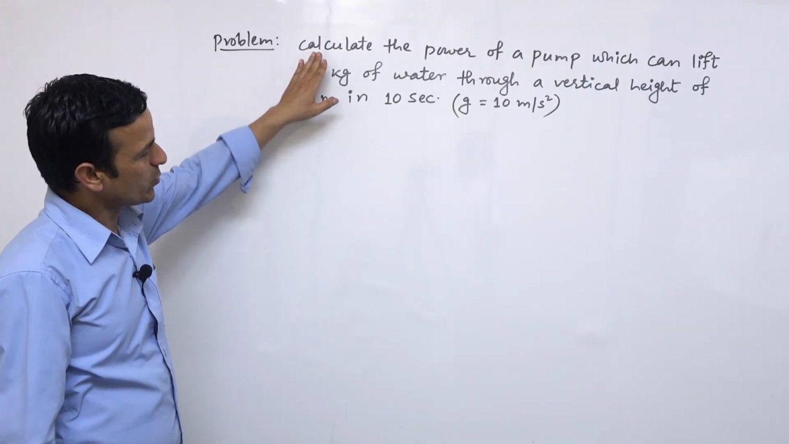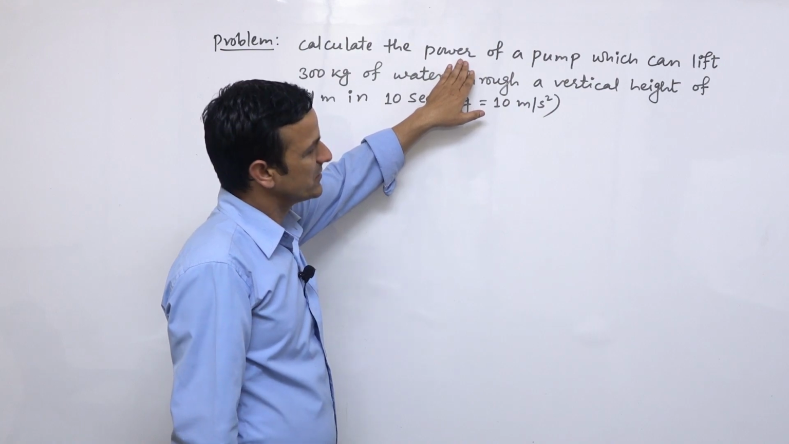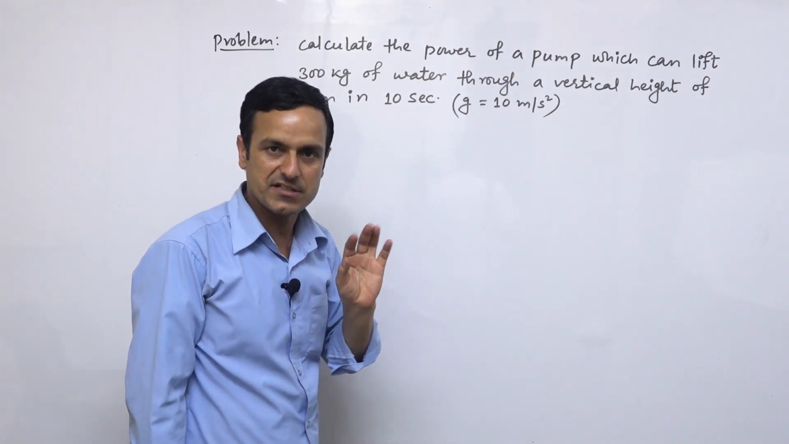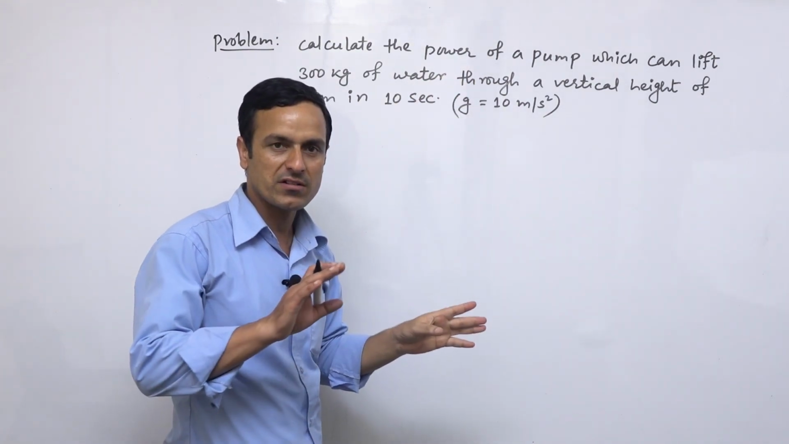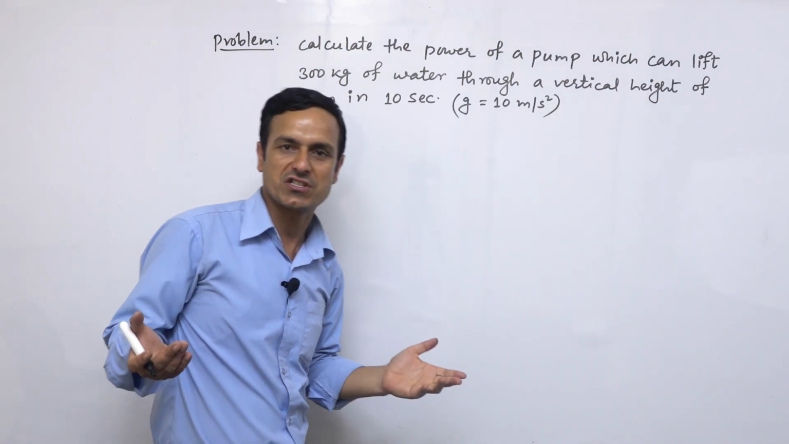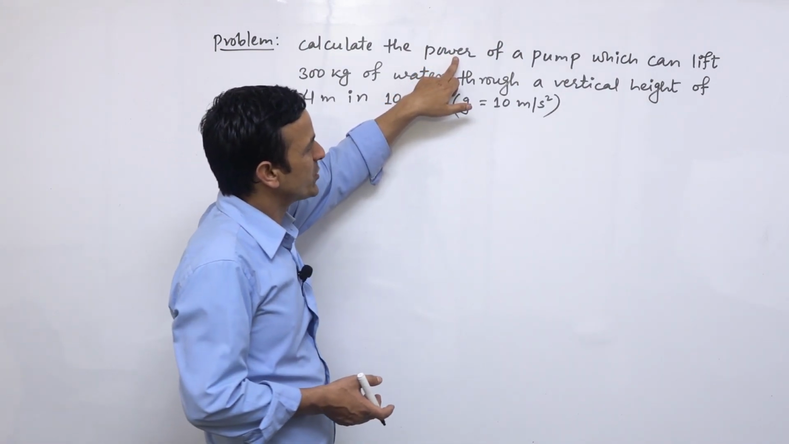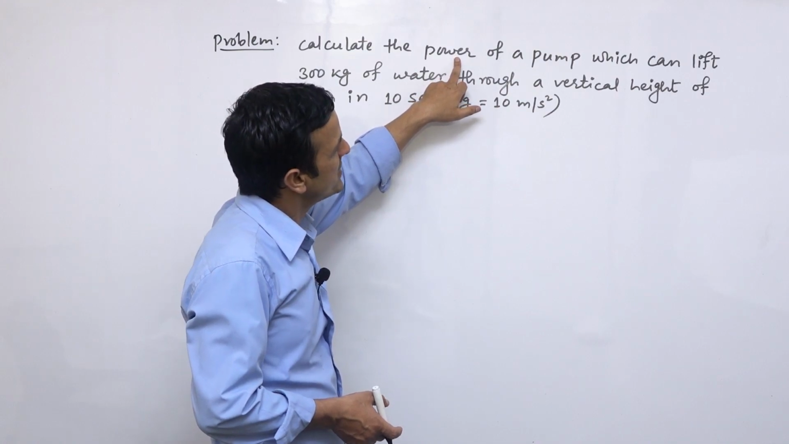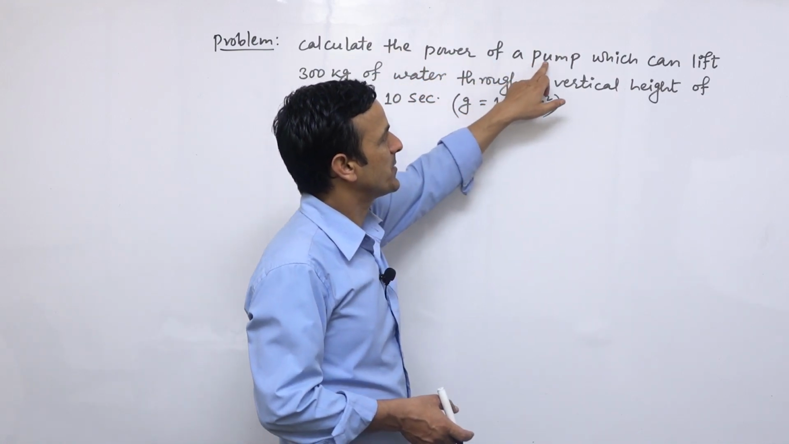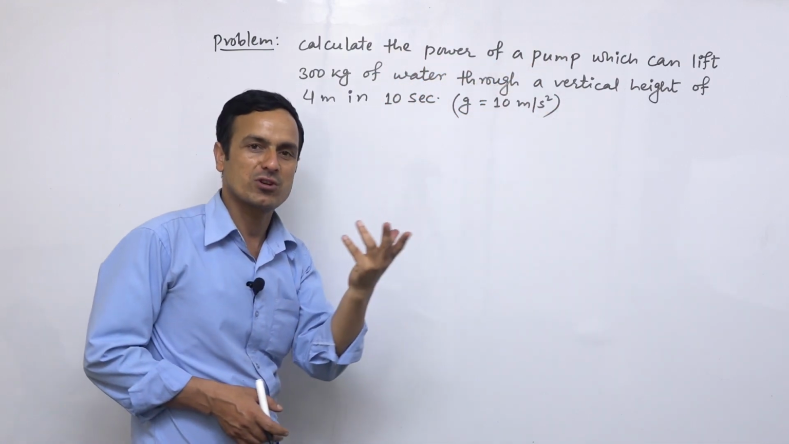Now this is the question regarding the power. Our topic is work, energy and power. हामीले work र energy सँग related questionहरु सकिसकेका छौं. Now this is the question regarding power. So calculate the power of the pump. Pump को power हामीलाई find out गर्नु छ.